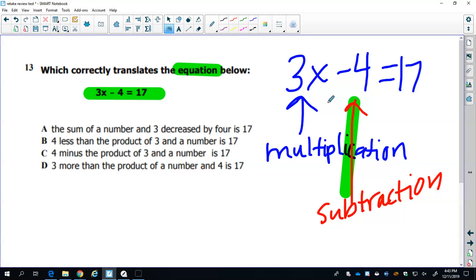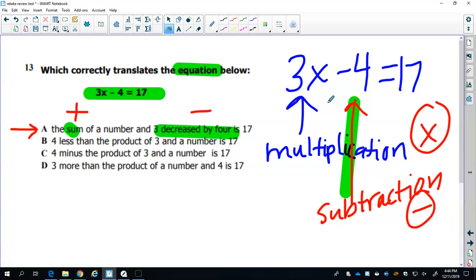So let's look at the solutions here. Let's look at these possibilities. The first one, the sum of a number and 3 decreased by 4 is 17. So if you look at sum, sum is addition. Do we have addition? Nope. Decreased by, that's actually subtraction, but we're looking for multiplication and subtraction. So A would not be a correct choice.